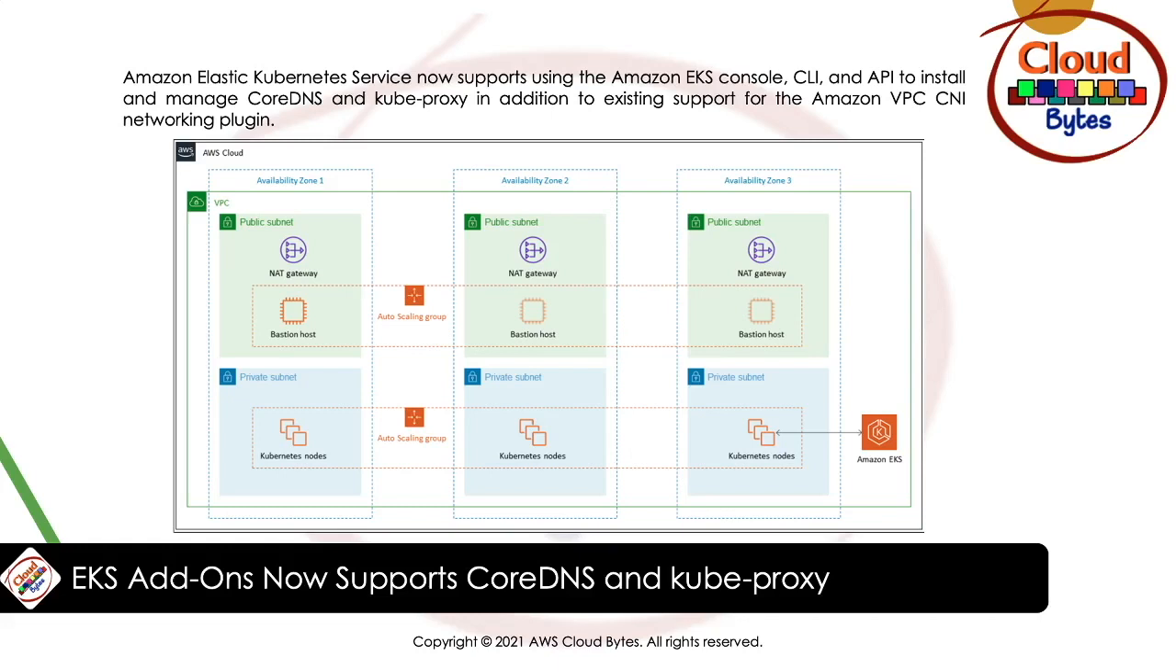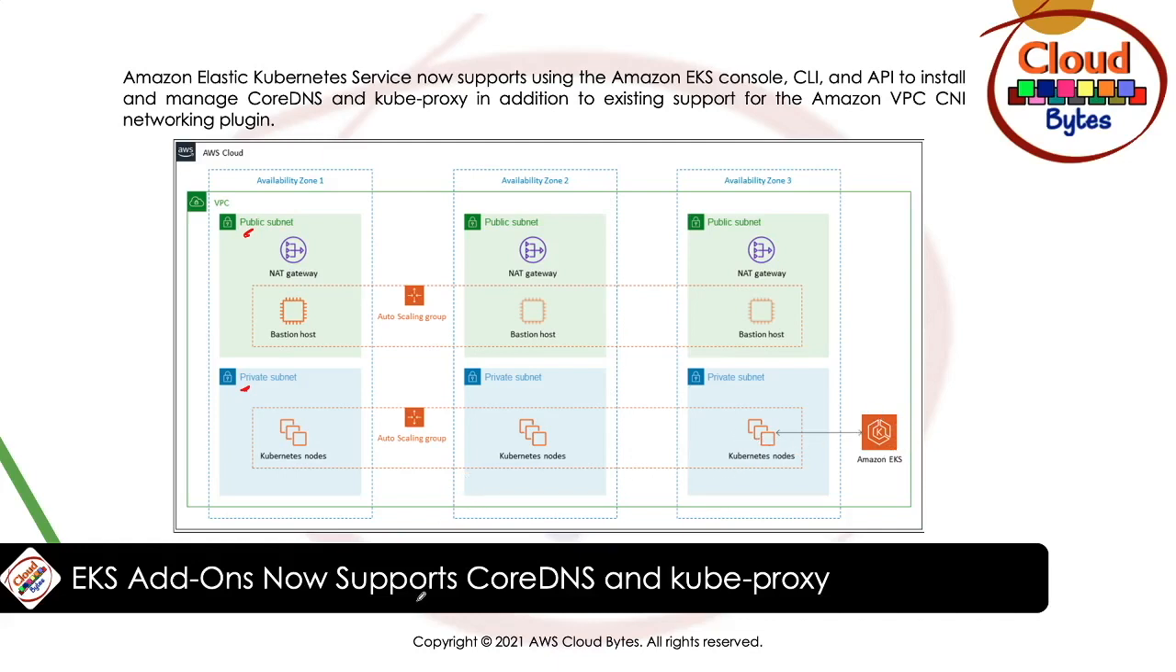So here is a picture of EKS, and if you look at it, you have 3 AZs and 1 VPC, and each AZ has a public subnet and a private subnet. You have a bastion host with an auto scaling group associated, and this bastion host is in all 3 AZs. Similarly, in the private subnet, you have an auto scaling group around the Kubernetes nodes, and then you have Amazon EKS over here.